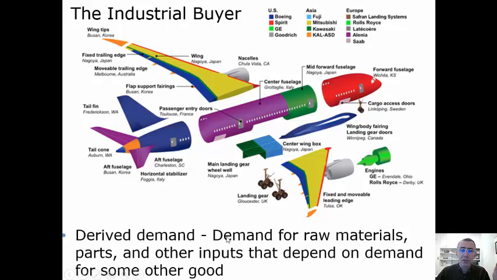The derived demand: the demand for raw material or parts and other imports that depend on demand for some other goods. Well, think about what's happening right now. There are airlines who maybe were thinking about ordering some airplanes. Right now they're holding off, right? The coronavirus, the global economy is starting to slow down. All these indicators are coming out.